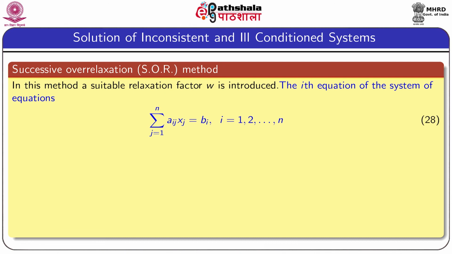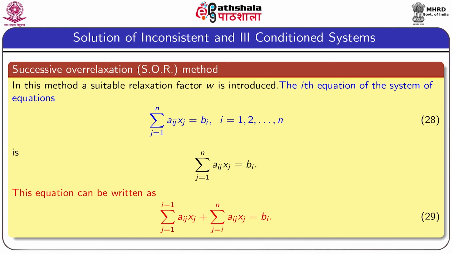Now we describe another modified method of the relaxation method called the successive over relaxation method. In this method, a suitable relaxation factor w is introduced. The ith equation of the system of equations is summation over j equal to 1 to n aij xj equal to bi for all i equal to 1 to n.